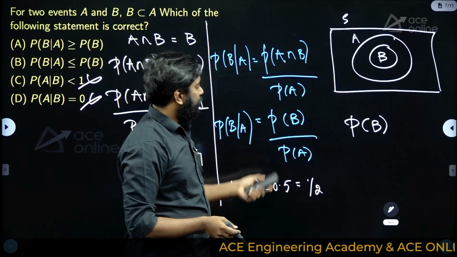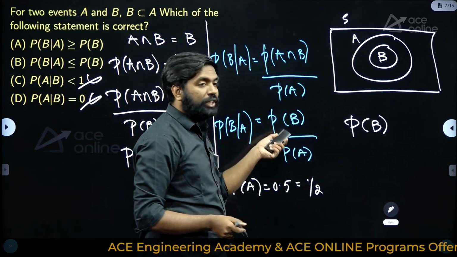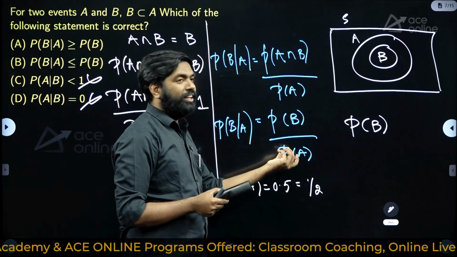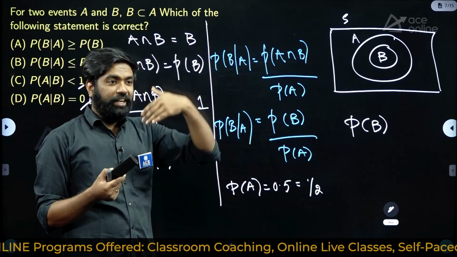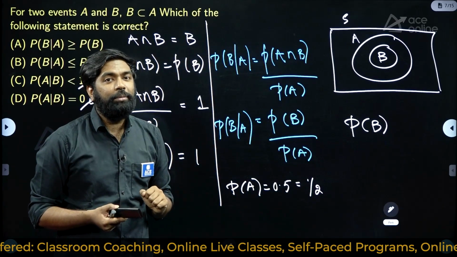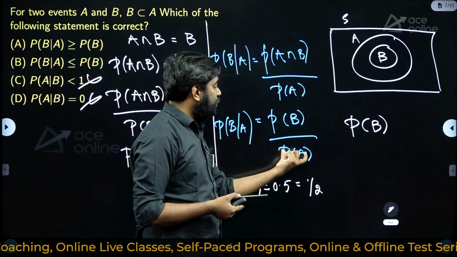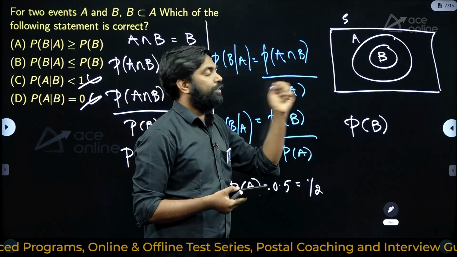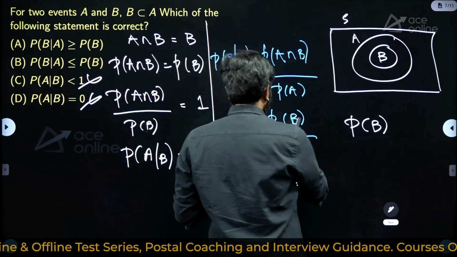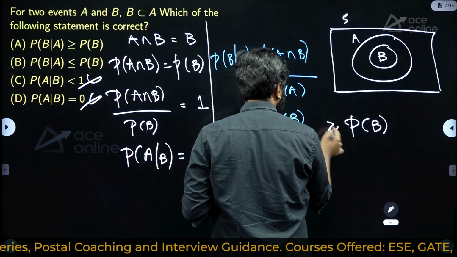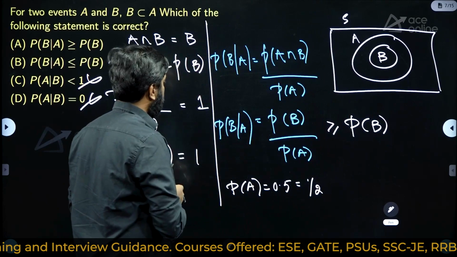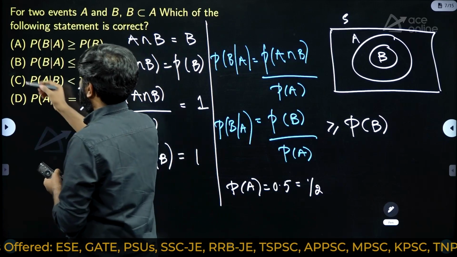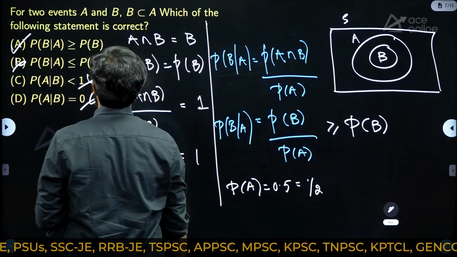That means if you compare this with this, this fellow is always greater than or equal to this fellow. Sir, why are you dividing, but with what number are you dividing? Is it greater than 1? No, the probability can never be greater than 1. So this quantity is always between 0 and 1. Because of this, this ratio will be bigger than this. So this fellow is greater than or equal to this. Do we have any option saying the probability of B given A is greater than or equal to P of B? Yes. This is wrong and this is the right relation.